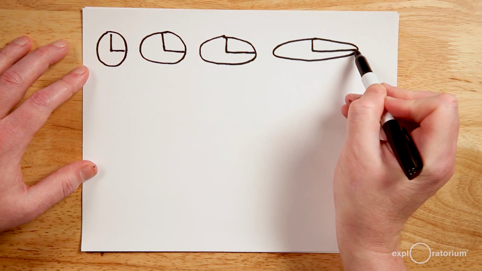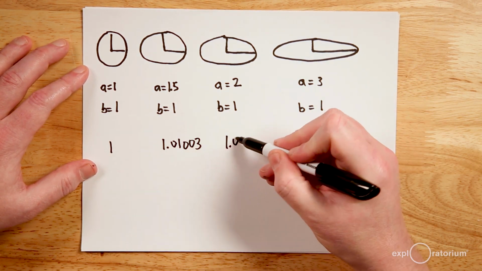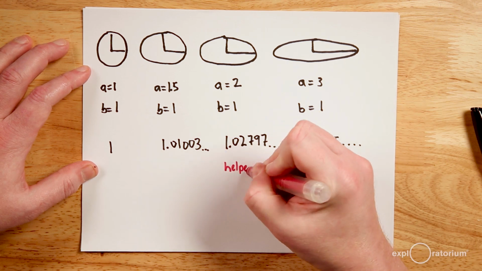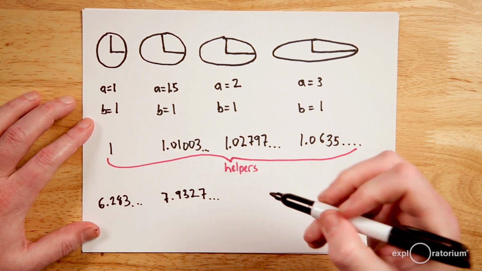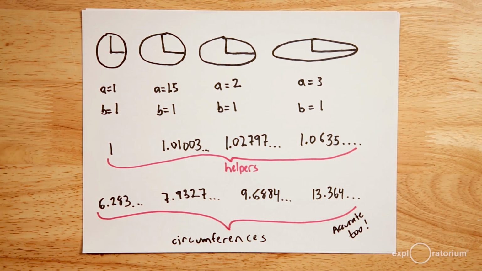Pi's friend, 1.11432, doesn't work for every ellipse. Only ones that have the same ratio of a to b as our ellipse. And there are an infinite number of other possible shapes. Pi will need lots of friends.